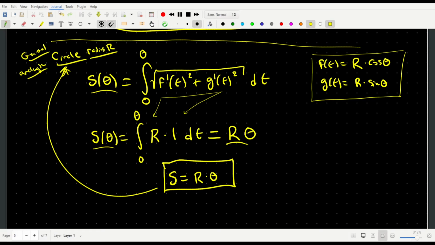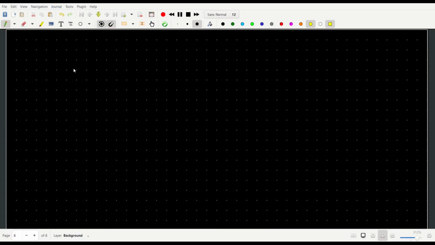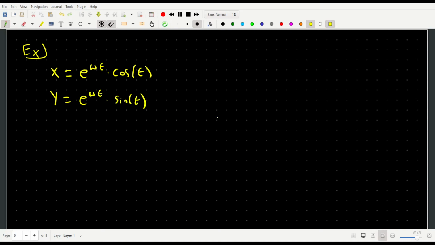I want to do one more example to make sure that everything's crystal clear. And for this next example, I'm going to consider again the exponential spiral, which is given by e to the omega t times cosine of t as the x-coordinate, and the y-coordinate is e to the omega t times sine of t.